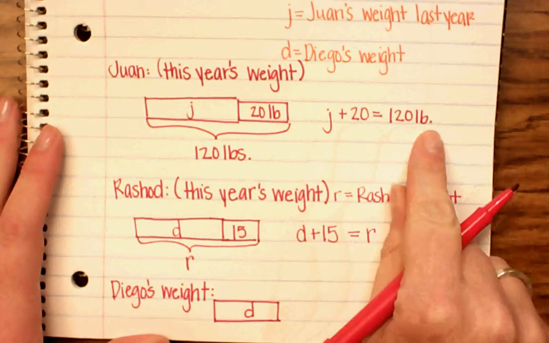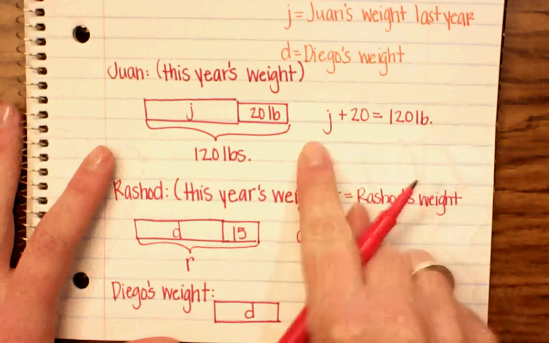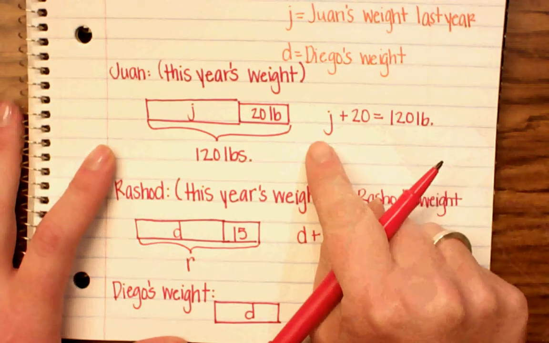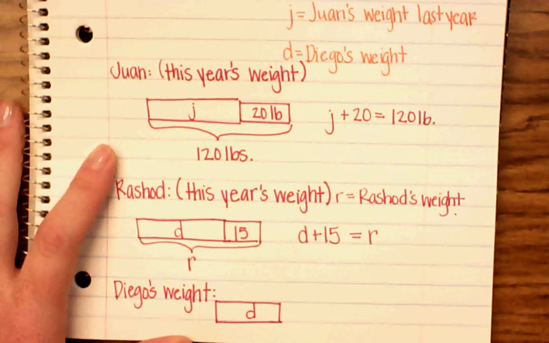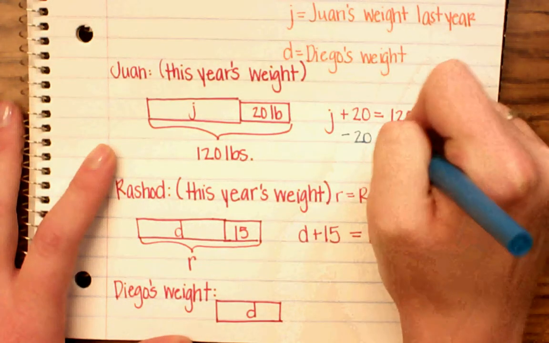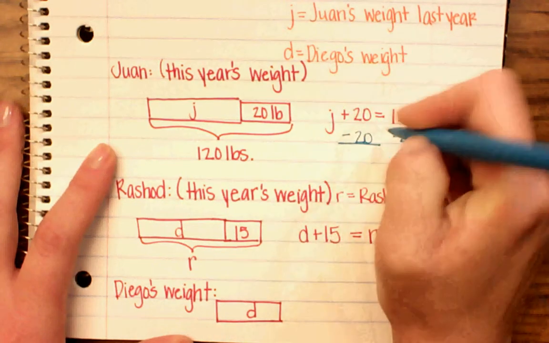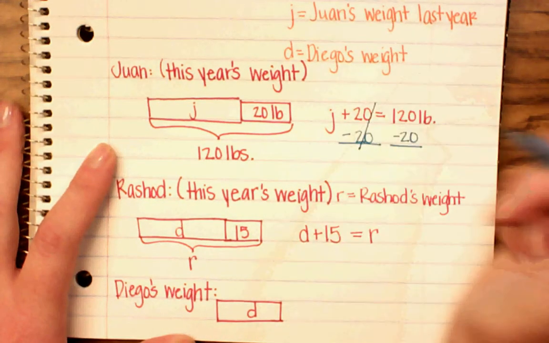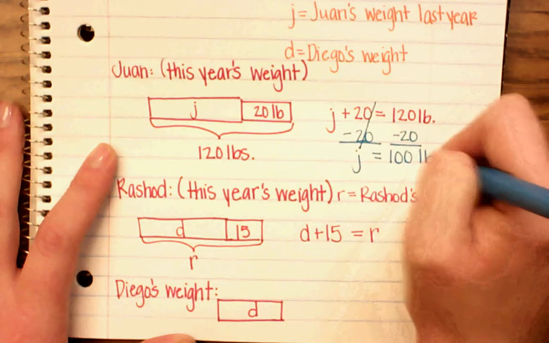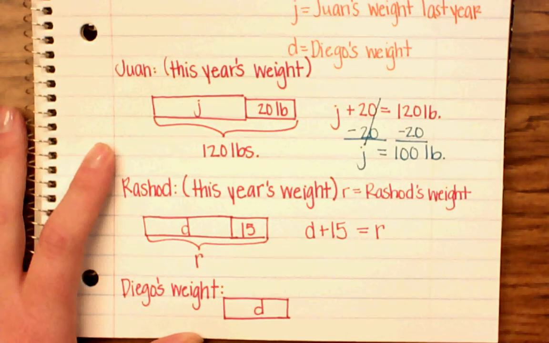Well, this one looks like what we did yesterday, so I'm going to solve here first for J. I know I need to get J by itself, so I'm going to subtract 20 on both sides. Canceling out the 20 here, I'm left with J is equal to 100 pounds. So last year, Juan was 100 pounds.